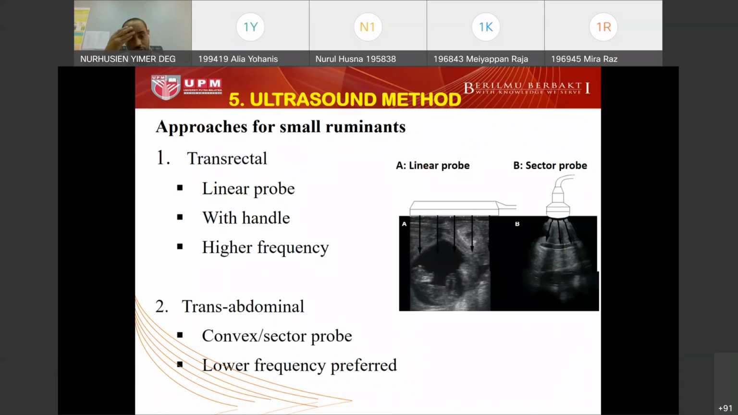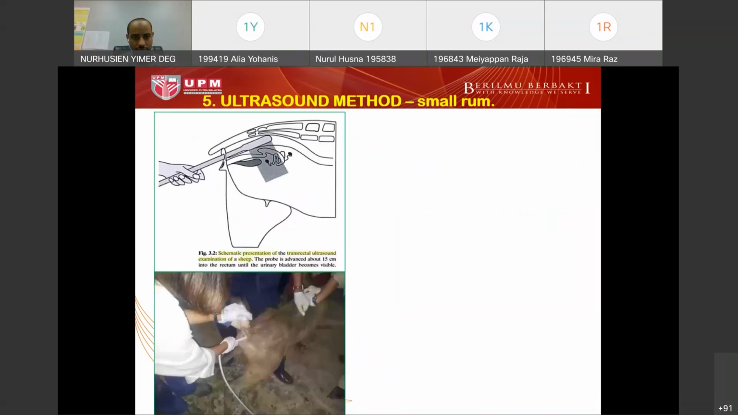For small ruminants, like sheep and goats, we also have the two approaches. The transrectal approach using the linear probe is advantageous during the early stage of pregnancy, during the first month until about 40 days. But as the stage of pregnancy advances, transabdominal will be the best choice, using a convex or sector probe with a low frequency, or megahertz, of probes. But both methods can be applied in small ruminants.